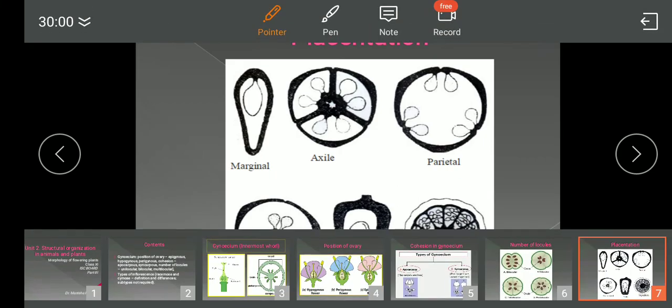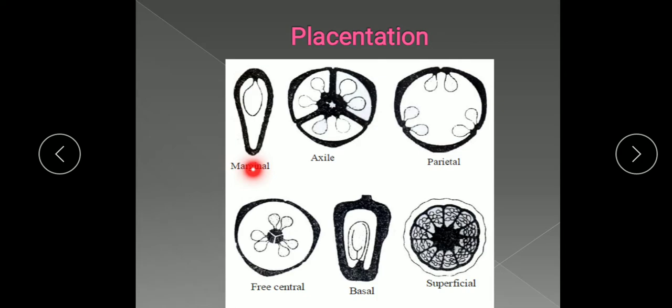First, the marginal placentation. In this type, the gynoecium is monocarpellary, meaning a single carpel, and the ovary is unilocular, that is, one locule. The placenta is borne on the fused margin of the same carpel. This is the placenta. Ovules are borne along the ventral suture of the carpel, and here this is one ovule. This condition is found in legumes. Legumes are plants which produce pods.